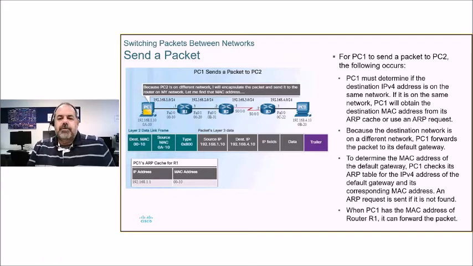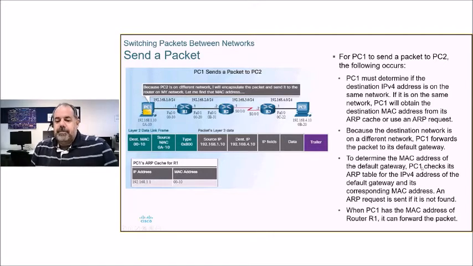So, for PC1 to send a packet to PC2, across several router hops, it must determine if the destination IP address is on the same network as it. Of course, it isn't. PC1 will obtain the MAC address from its ARP cache or use an ARP request. Because it's on a different network, it forwards it to the default gateway, so it may need to send an ARP request about the gateway's IP address.